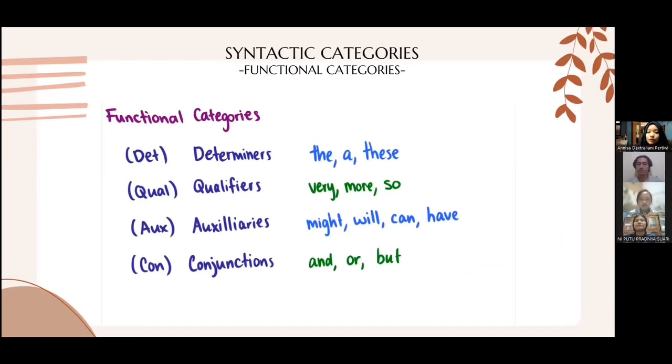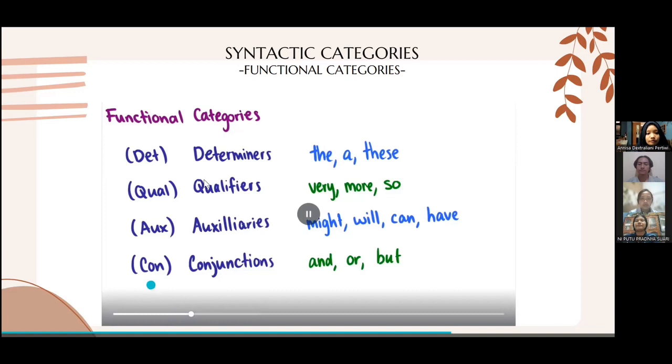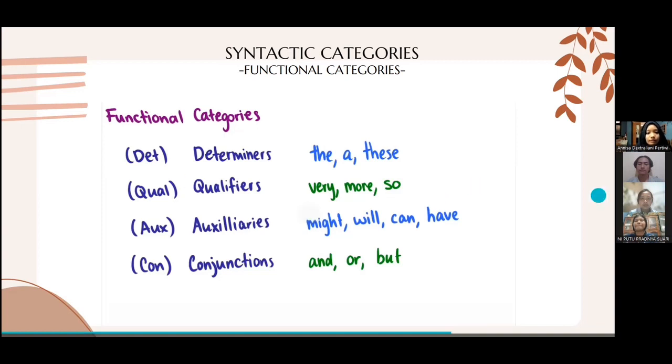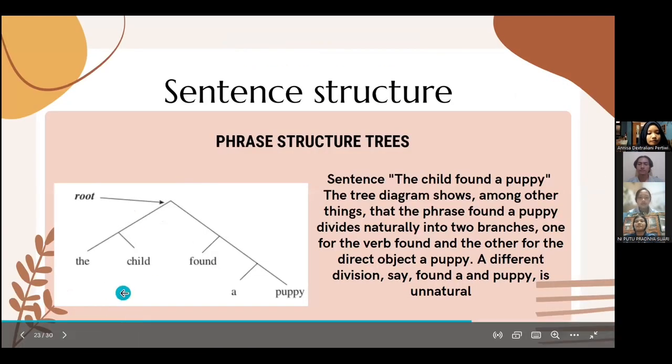Okay, the next material will be explained by my friend Pratnya. Okay, thank you, Anissa. So I will explain about sentence structures.